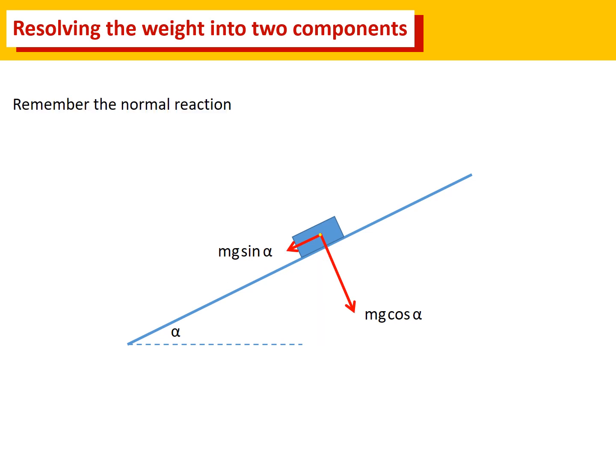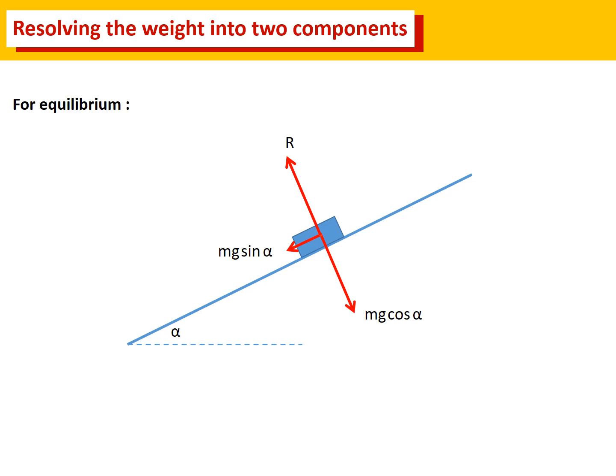And then once we have those two components, we can remove the weight completely from the diagram. No need to have it there. Then we just remember the normal reaction, and those are the forces now parallel and perpendicular to the plane acting on the object.